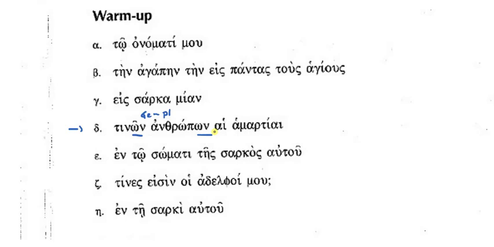Since the accent is on the own, is this the interrogative tis or the indefinite tis? Indefinite. It's the indefinite tis. That's why we're translating it as some or certain, of some or of certain men. Okay? I don't remember how Mounce actually translates it in his answer key. Is that what he does? Yeah? Okay. Of some people. Yeah.